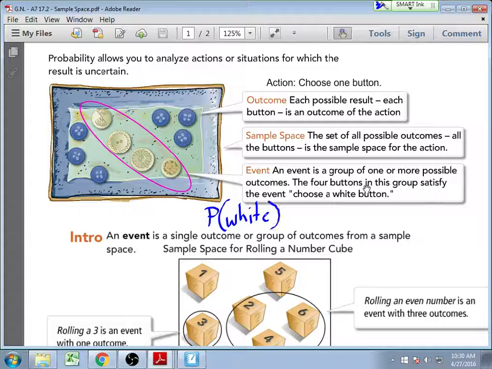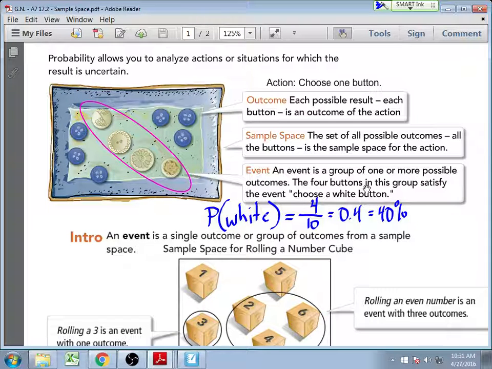We write our probabilities, P parentheses. This is said probability of white. Whatever's in your parentheses, there is an "of" between probability and that value. So probability of a white button, and we could say button or we don't have to since we know we're working with buttons. How many are there that are white? Well, as you said, there's 4. How many total buttons are there? 10. So this then becomes 0.4 or 40%.